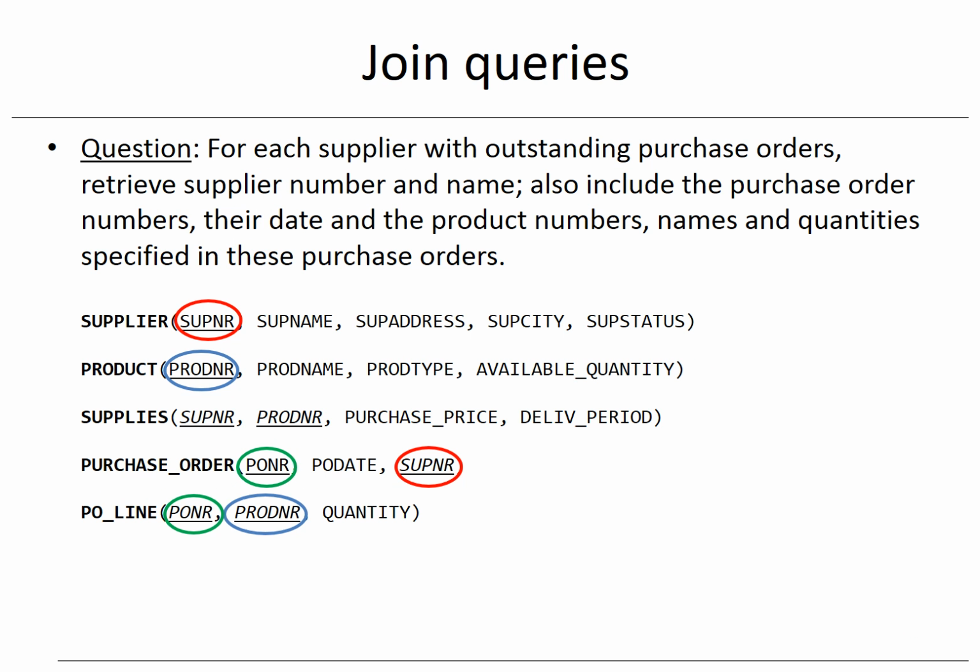It is also possible to join data from more than two tables. Assume we have the following question. For each supplier with outstanding purchase orders, retrieve supplier number and name, together with the purchase order numbers, their date, and the product numbers, names, and quantities specified in these purchase orders.